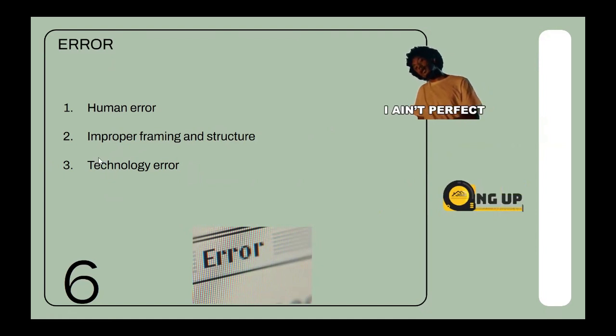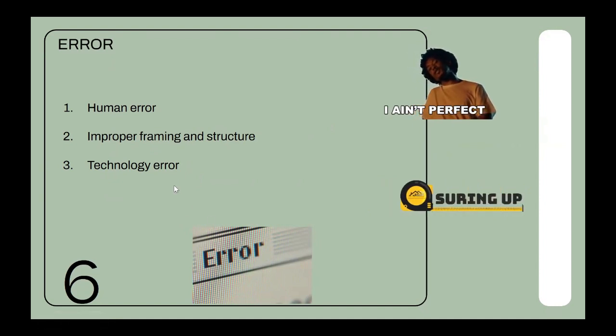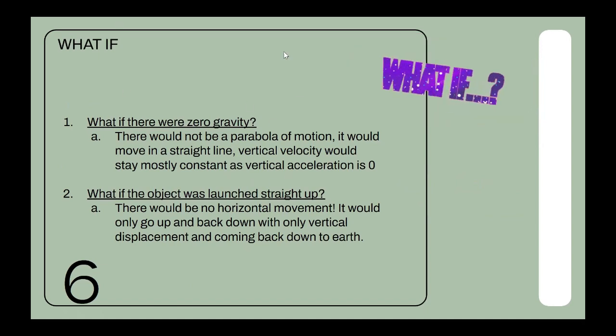And then finally, the technology error. So maybe when we were recording the video, we might have cut out a frame that could have helped us out, or when coding, we might have messed up somewhere. So yeah. And then just a final slide about what could have happened.